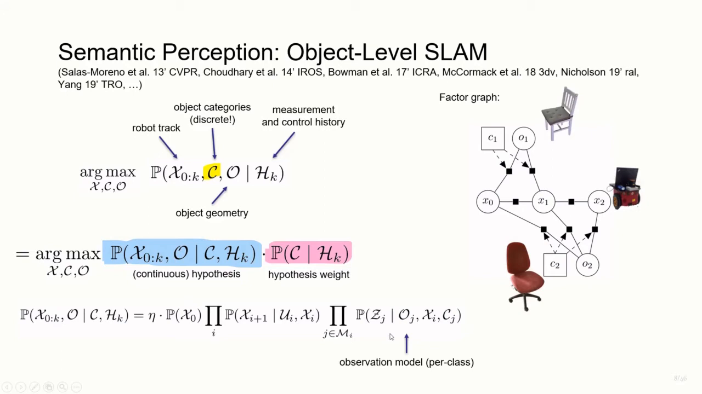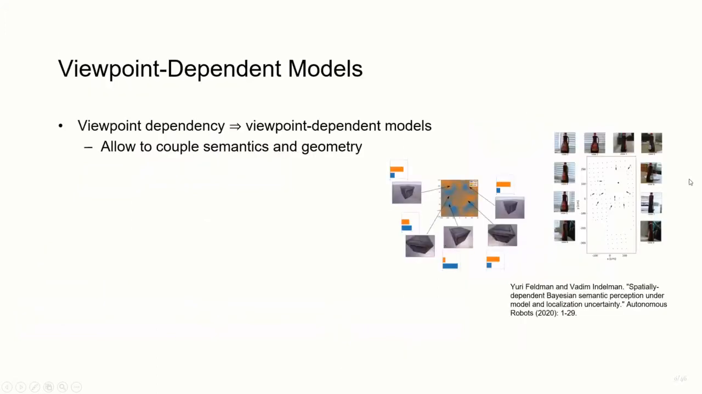The semantic factor, as it appears here, predicts the measurement of an object of a given class when observed from a given robot pose. If absolute pose information can be neglected, then we are left with a factor that depends on object class and relative viewpoint. So this is a viewpoint-dependent model. Since viewpoint-dependent models are a central part of this talk, we'll review them a bit further.